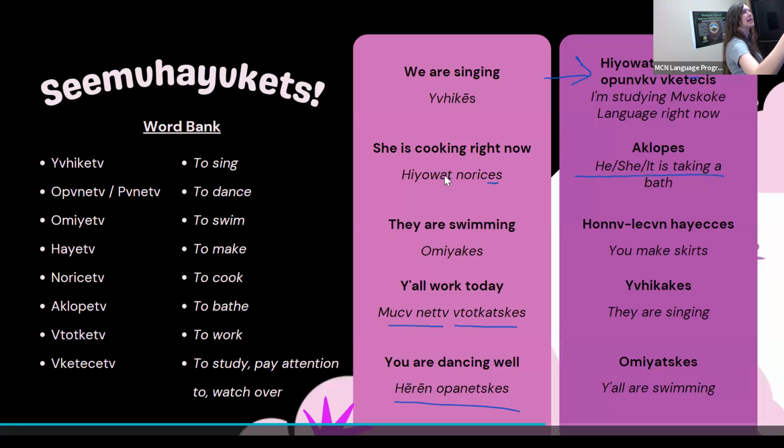And then this one. She, he, it is taking a bath. Aglobus. Aglobus. A nice short one after that long one. Aglobus. Nice. Now this is 2 words. Hunnalijan hayijis. Now careful. This is 2 Cs. And that matters, right? Hayijis. Hunnalijan hayijis.